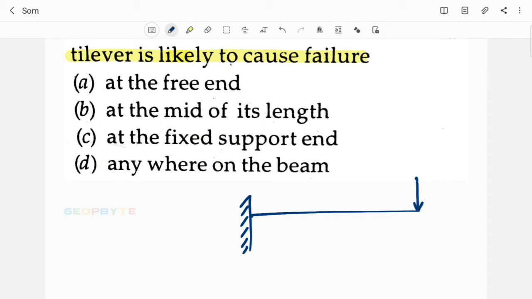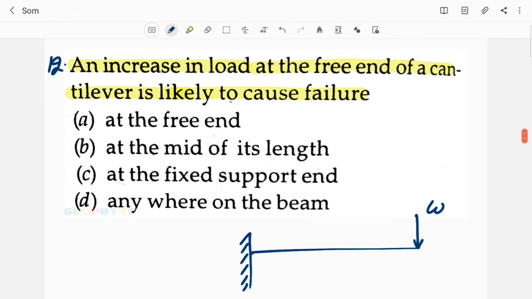Maybe the point load at the free end W. It is given that an increase in load at the free end of a cantilever is likely to cause failure. You know, wherever the bending moment is maximum, there the chances of failure is more. For this case, definitely the maximum bending moment is occurring at the fixed location or fixture. Therefore, chance of failure is more at the fixed point.